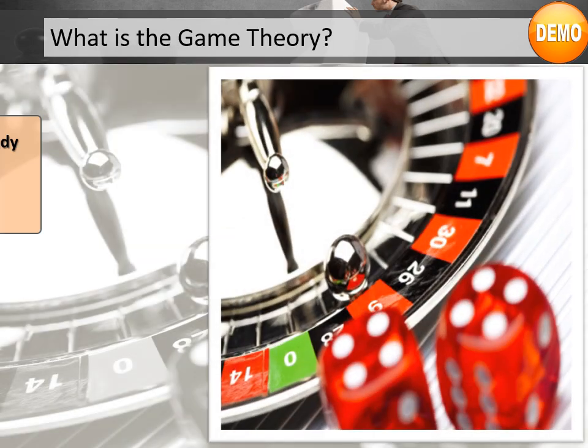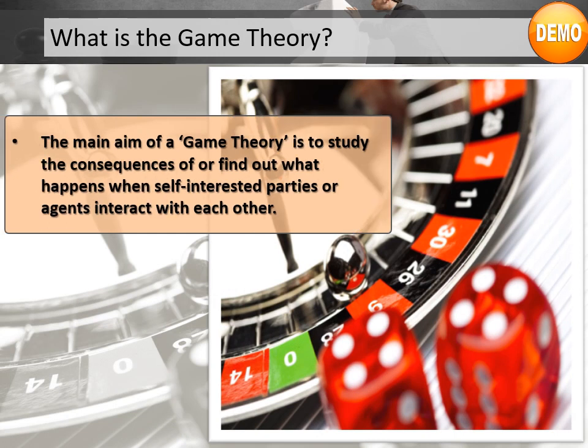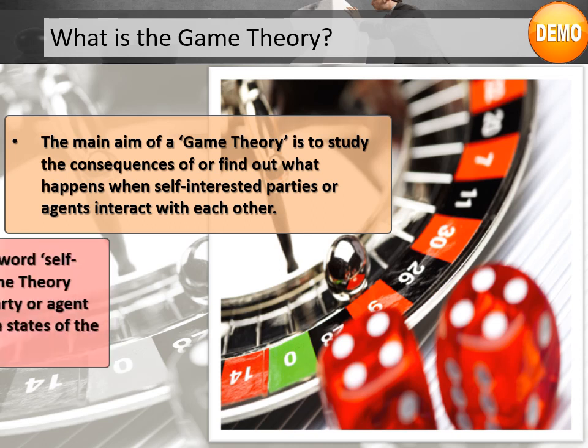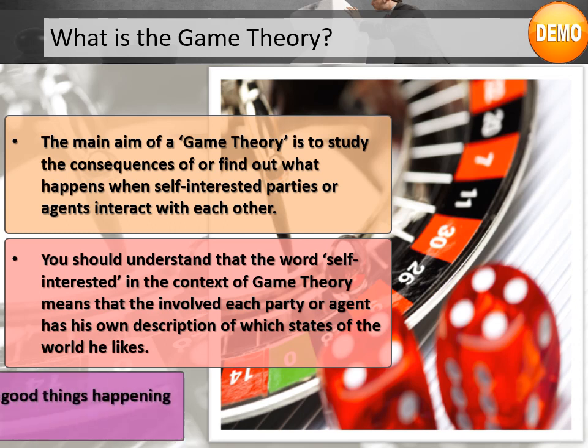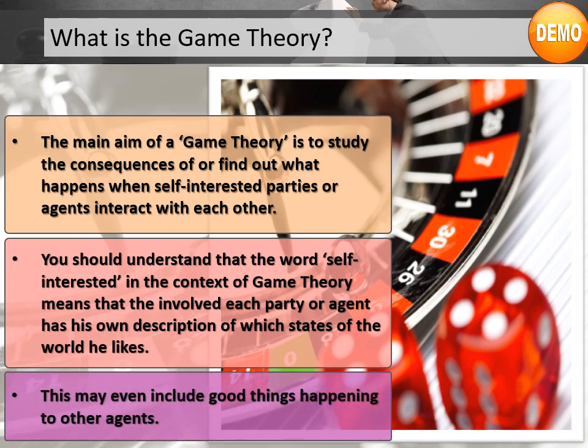What is the game theory? The main aim of a game theory is to study the consequences of or find out what happens when self-interested parties or agents interact with each other. You should understand that the word self-interest in the context of game theory means that each involved party or agent has their own description of which states of the world they like. This may even include good things happening to other agents.